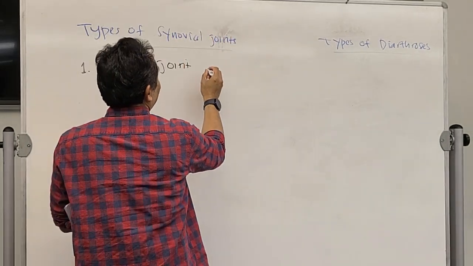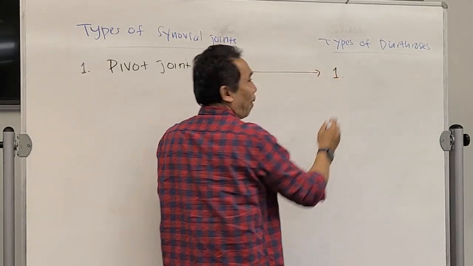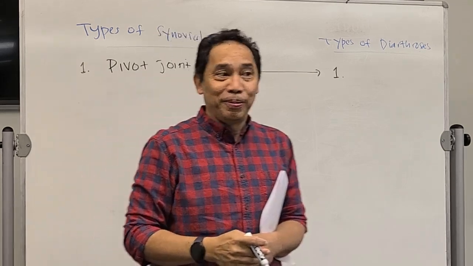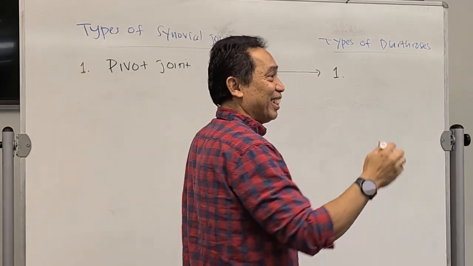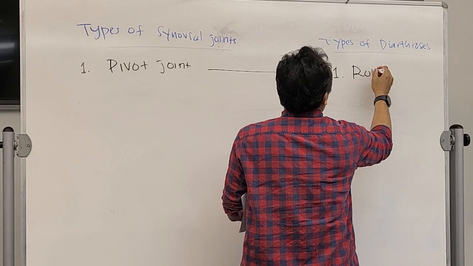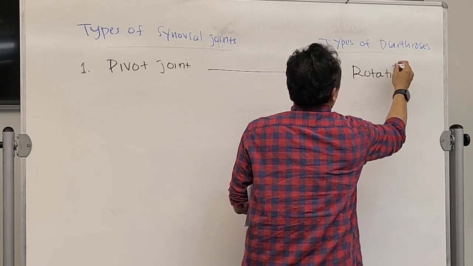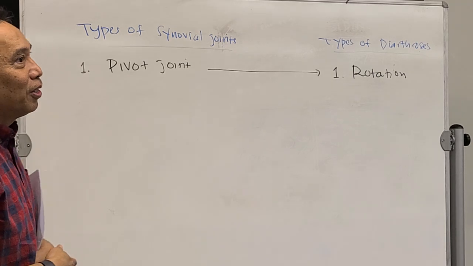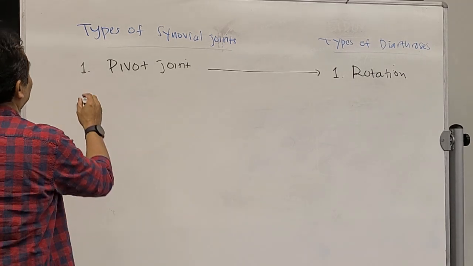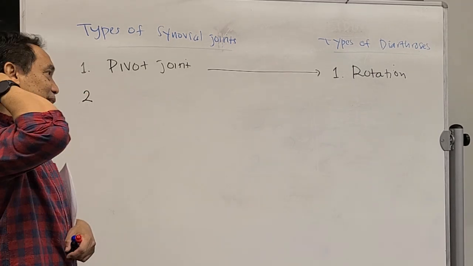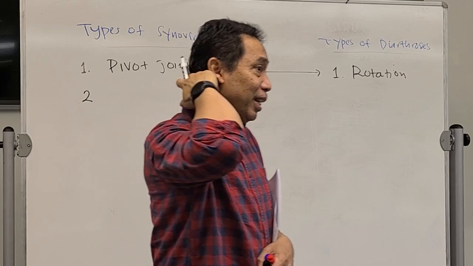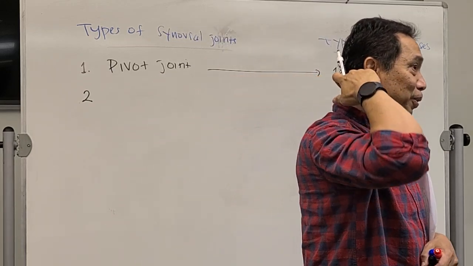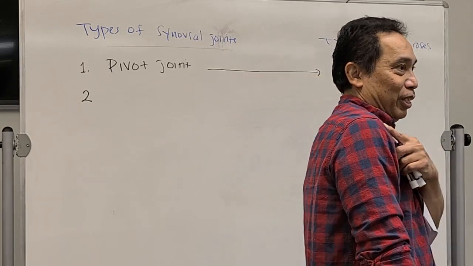Now the movement the pivot joint gives you is called rotation. Rotation. Okay, you got that one? Now go down a little bit, past this pivot joint, to the shoulder.